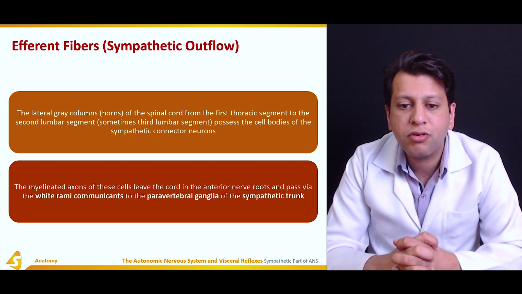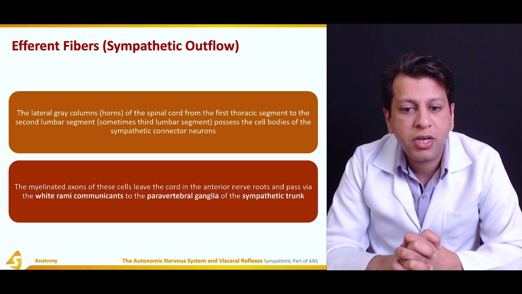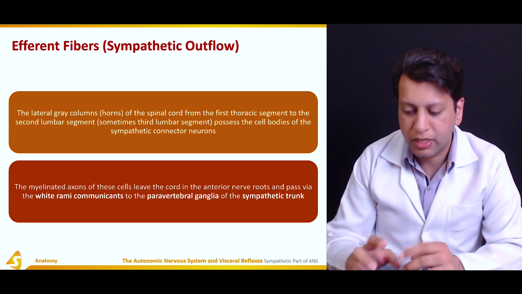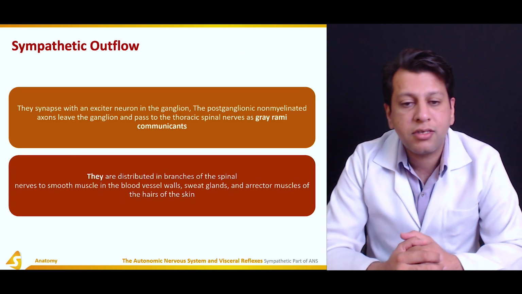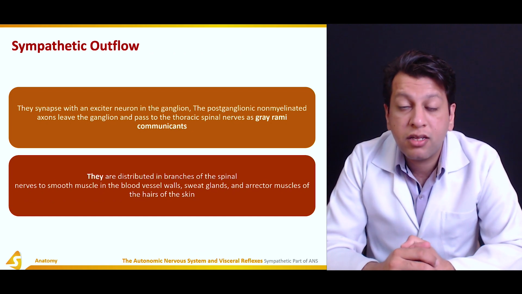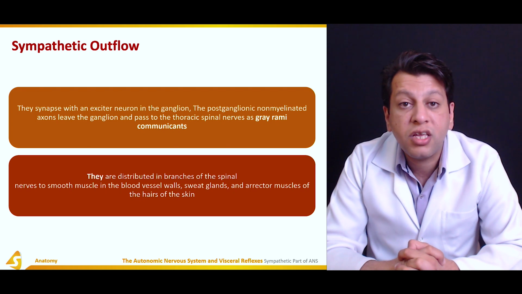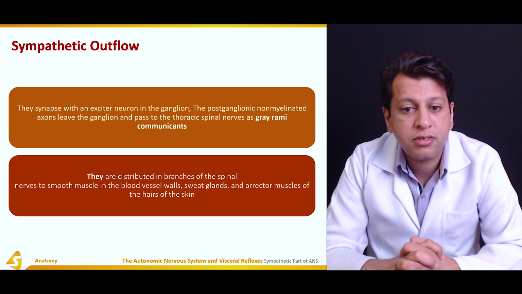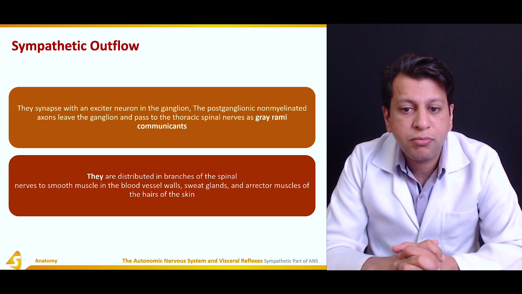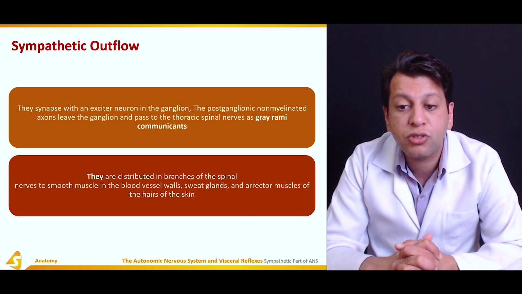The myelinated axons of these cells leave the cord in the anterior nerve roots and pass via white rami communicantes to the paravertebral ganglia or the sympathetic trunk, which we have already just discussed. They synapse with an excitor neuron in the ganglion at the same level. The postganglionic non-myelinated axons leave the ganglion and pass to the thoracic spinal nerves as gray rami communicantes. They are distributed with the branches of the spinal nerves to smooth muscles in the blood vessels, sweat glands, erector muscles of the hair, and skin.